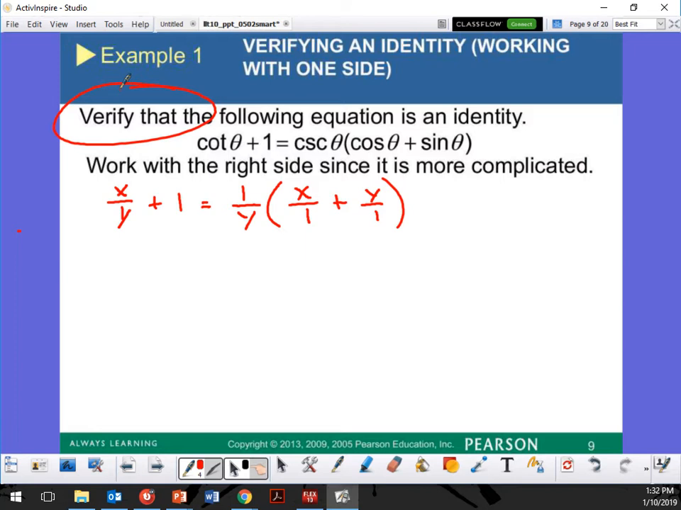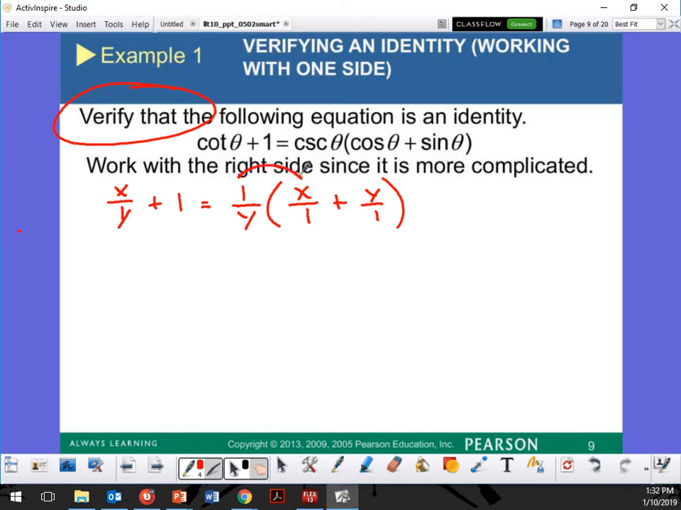And that's basically what we're going to try and do here. So which one is more complicated? The right side. The right side of this is more complicated. So let's do some algebra here. Let's distribute here. So I'm going to distribute, right?